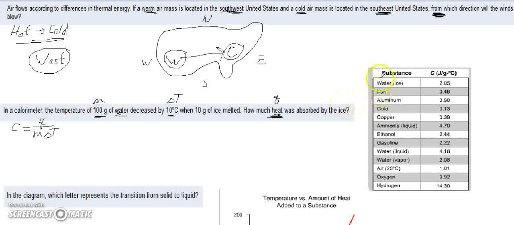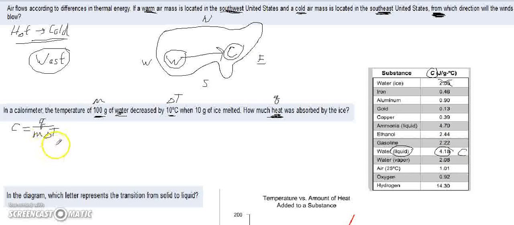And then I can get my specific heat, remember, from this table. When you see these tables, these are all specific heats. And so that's going to equal, it tells you right here, actually, the variable C. And remember I'm using water. Again, we're talking about water, so I'm not using the ice one. I'm using the one for liquid water. So there's my C.